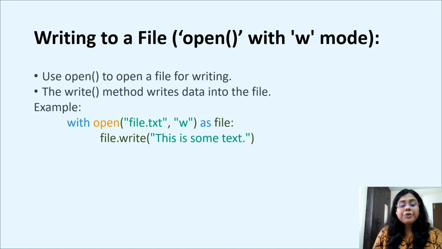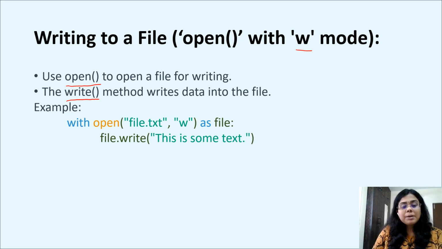Next, we try to write to the file. When we try to write to the file, it must be open. So we use open to open the file for writing. To write, we use the mode W. W is for writing. The write mode writes data into the file.